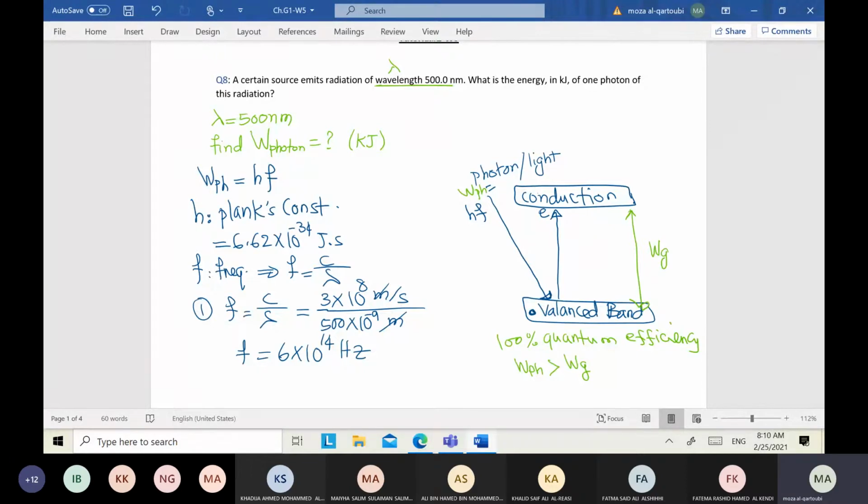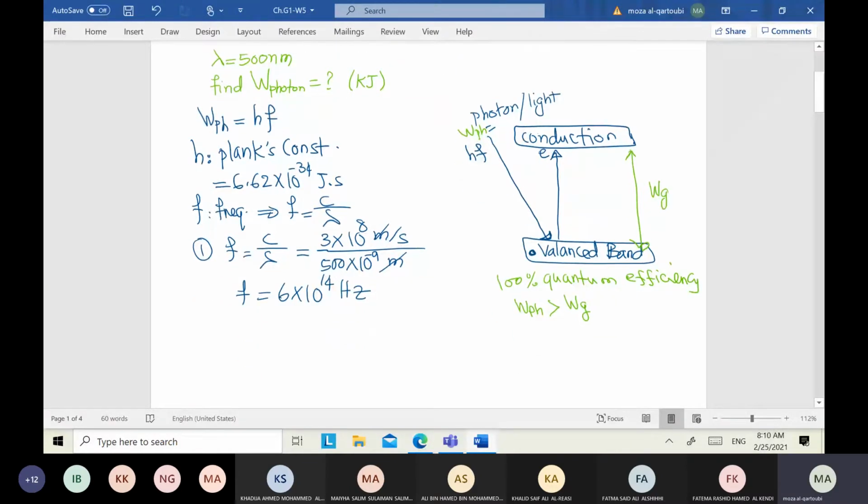Should be times 10 power 12. So we'll take only 100, 2 zeros. So it will be 600 terahertz. So frequency here, 600 terahertz.